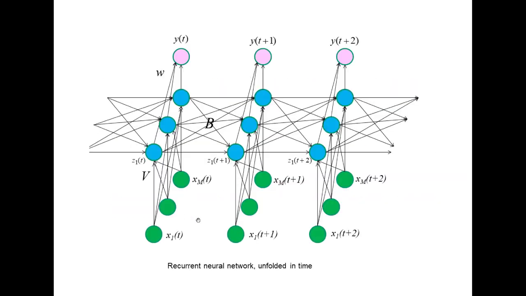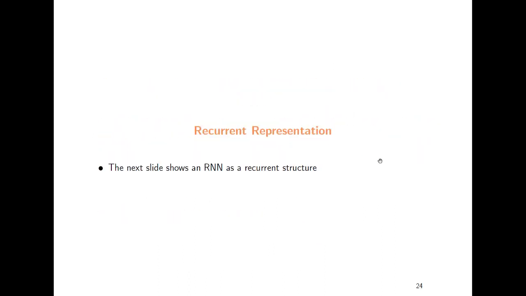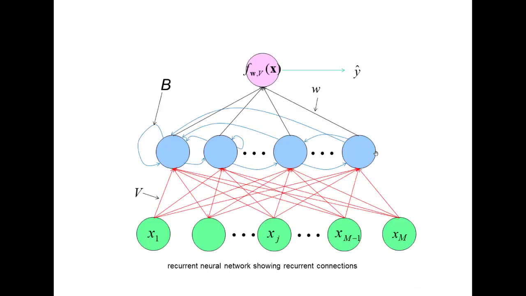So let's consider this again. Now we have inputs. The inputs might be latent representations, embedding vectors. And then they're mapped to these blue nodes, and we are proceeding in time. You can also draw this slightly differently, but I think it doesn't give you as much insight.